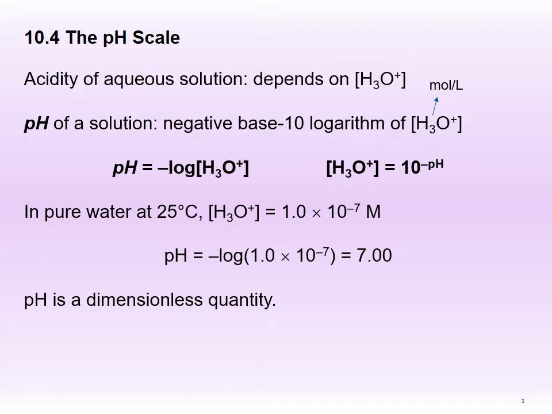If we want to write hydronium ion concentration, we use the formula hydronium ion concentration is equal to 10 to the power of negative pH.